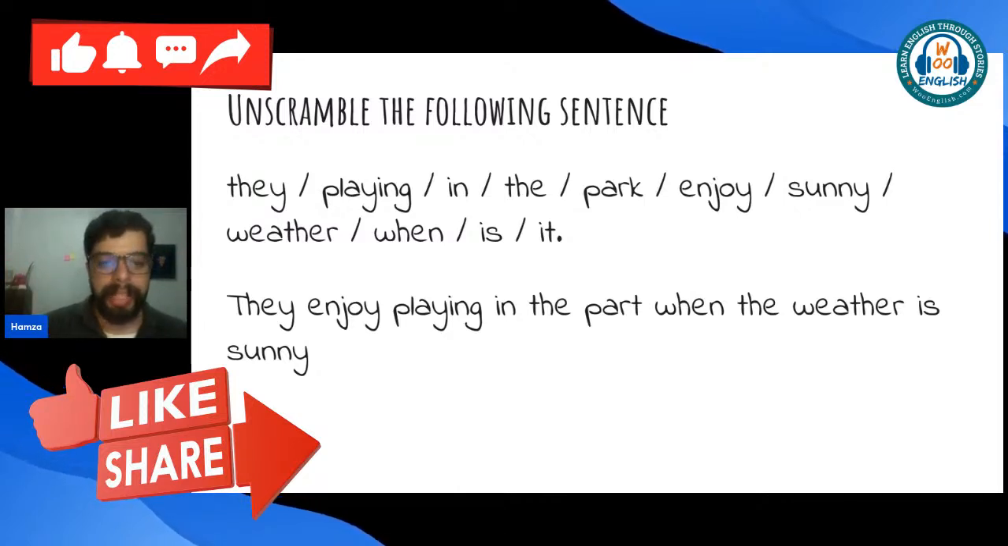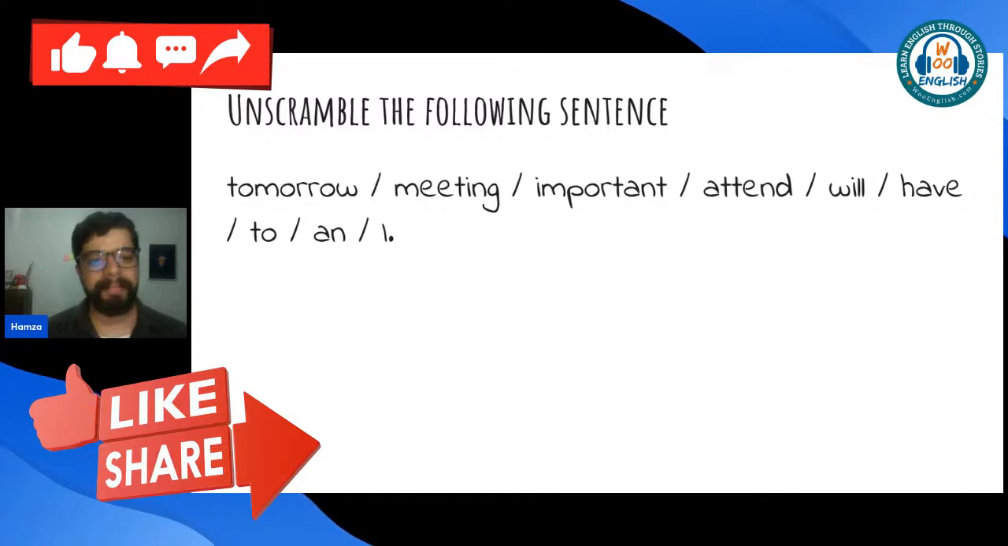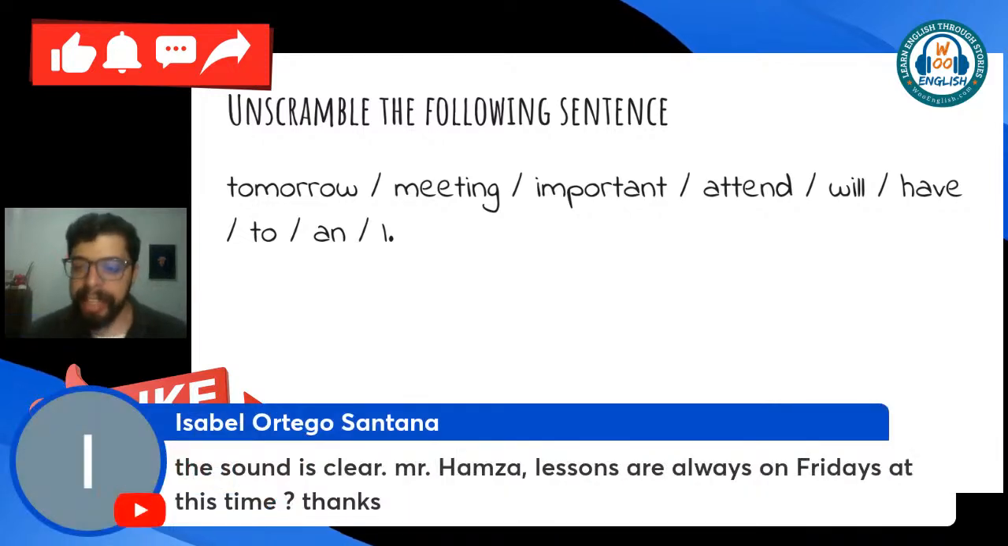Next one, please. This one is easier. I promise you that it will get harder and harder, but the previous one was more difficult than this one. Lessons are always on Friday at time. Yes, so Tuesday and Friday.